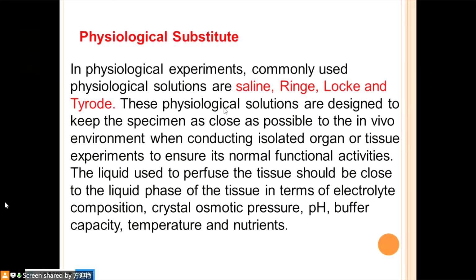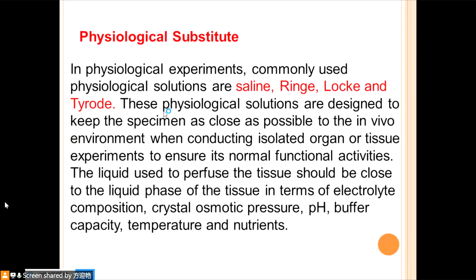We will continue. Normally in physiological experiments, the commonly used physiological solutions include saline and also Ringer's solution. Ringer's solution is mainly used for a frog's isolated organs, like in the last class when we recorded the nerve action potential. We use that, and also Locke's and Tyrode's solutions.